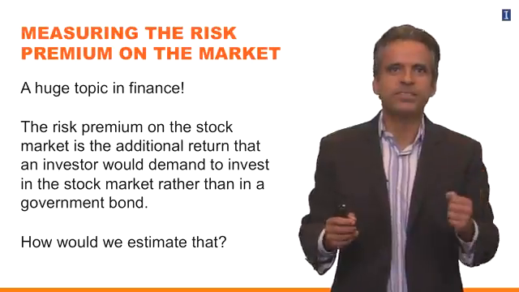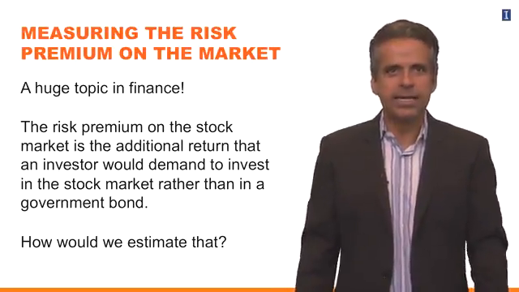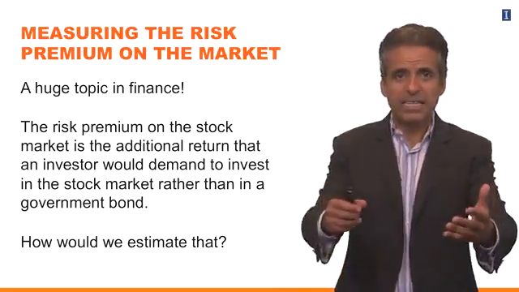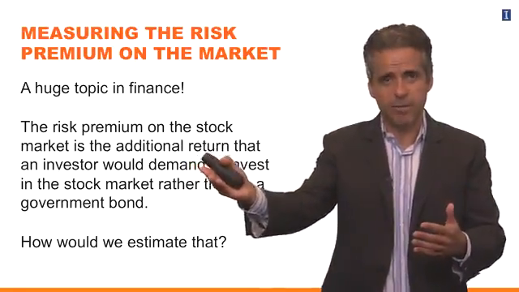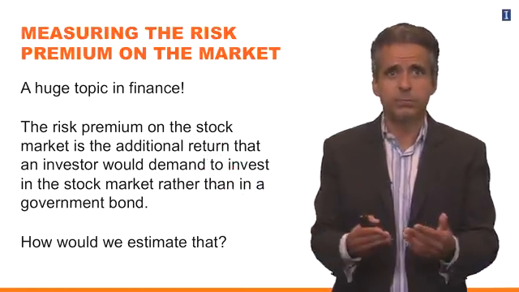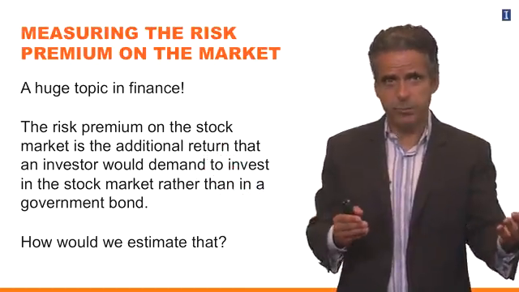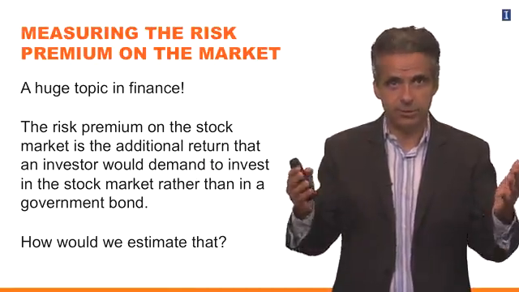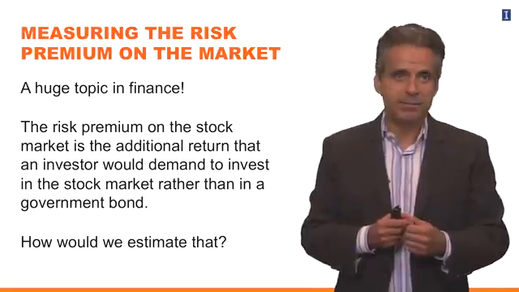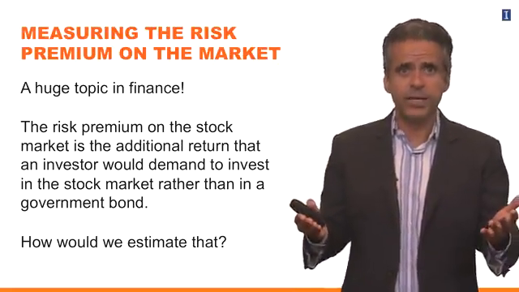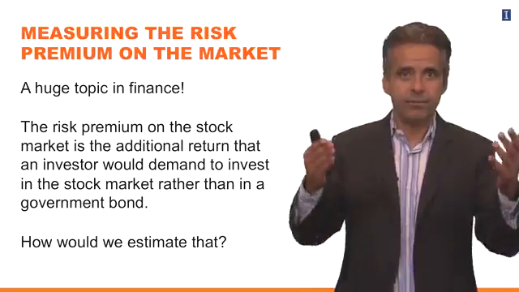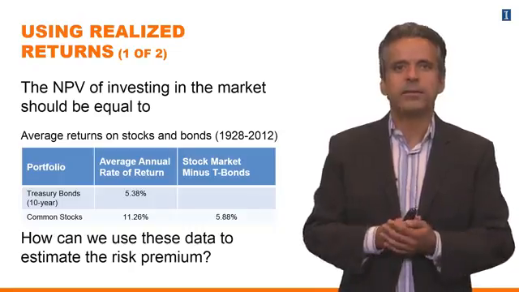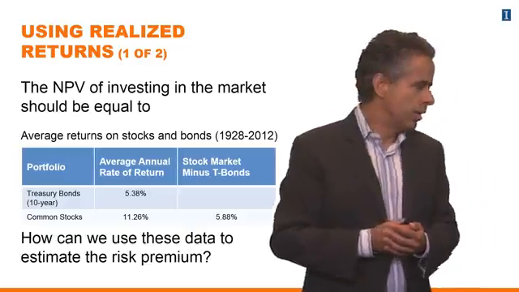The concept is that the risk premium on the stock market is the additional return that an investor would demand to put their money in the stock market rather than putting it in a government bond, which is safe. The government bond will very likely give you that 3% return, unless something really unexpected happens, which we believe it's not. But investing in the stock market is obviously risky. The stock market can give you a very high return, can give you a very low return. How do we estimate the risk premium on the stock market?